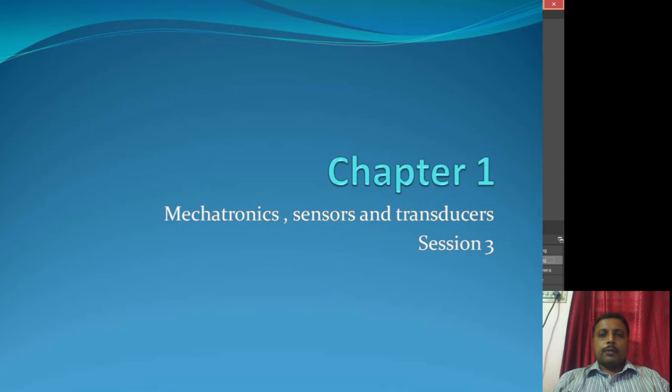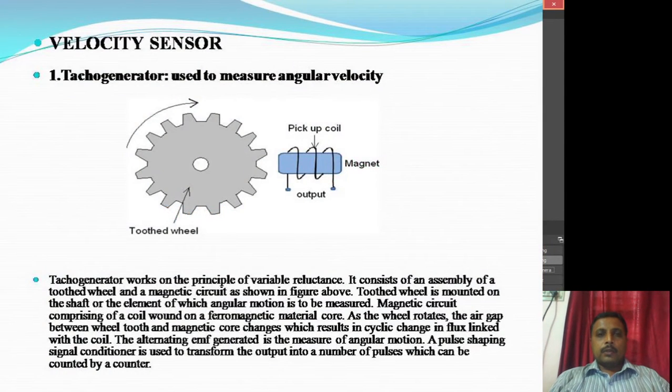Good morning everybody. Today we will be starting session 3 of chapter 1, that is mechatronics, sensors and transducers. We have the velocity sensor. Tacho generator is an example of a velocity sensor. It is used to measure angular velocity.